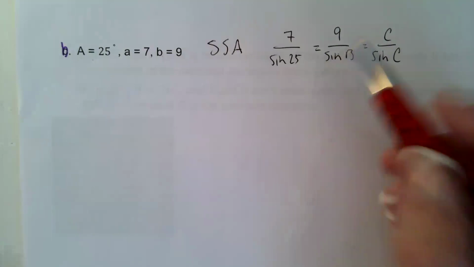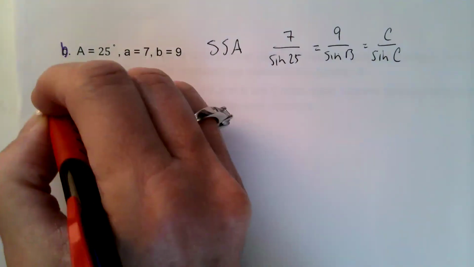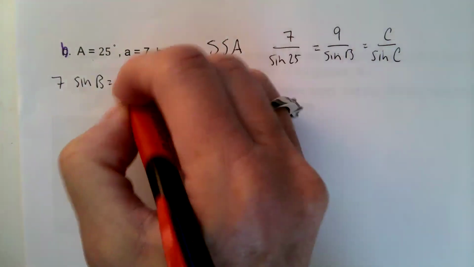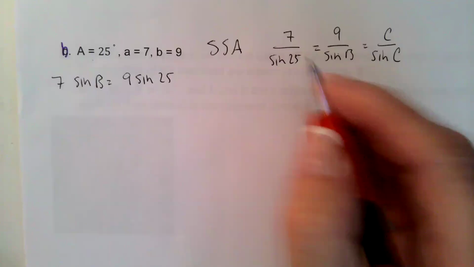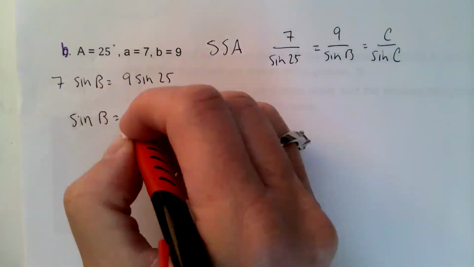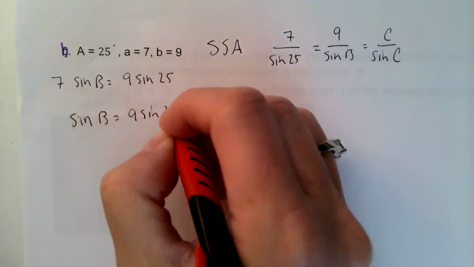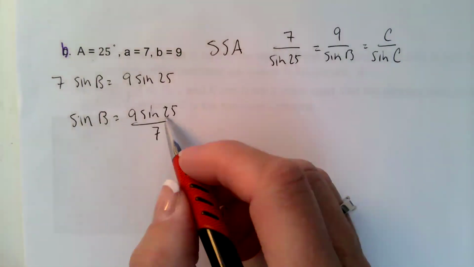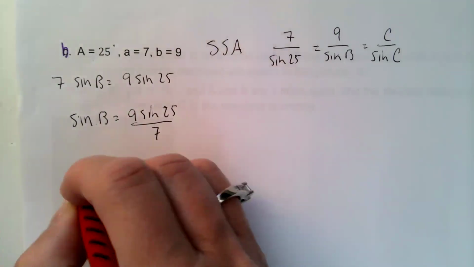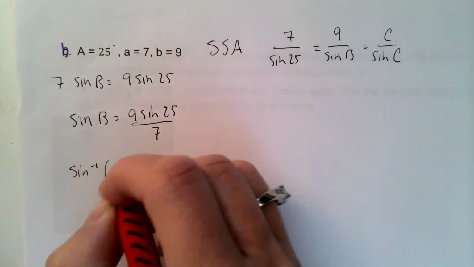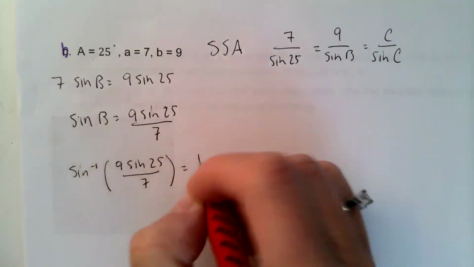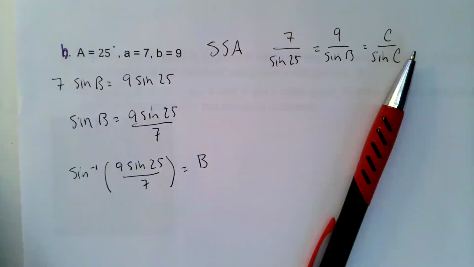So let's do that. So 7 times the sine of B will equal 9 times the sine of 25, if we compare the ratios. So 9 times the sine of 25 over 7 is equal to the sine of B. So we're going to take the inverse of this, which will give us angle B.